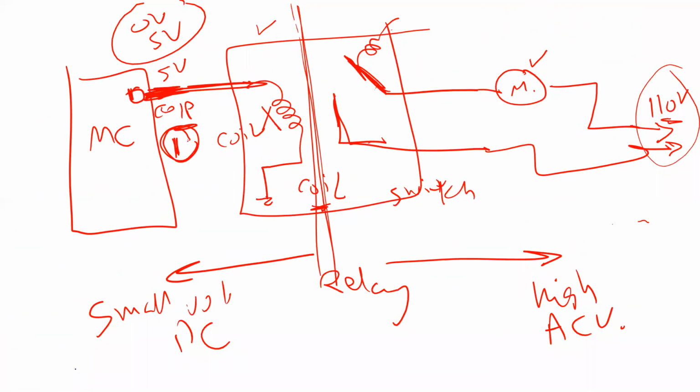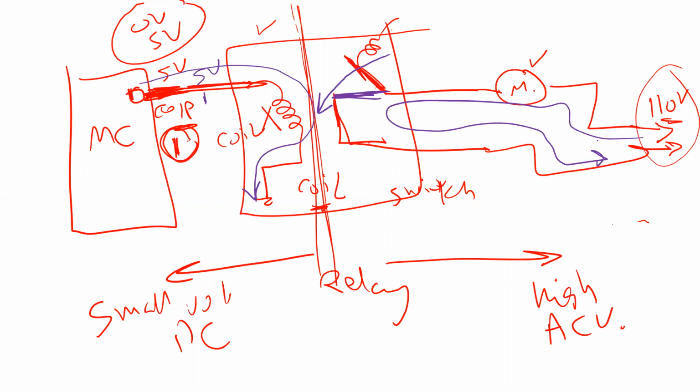So if your output is 5 volt or logic 1, you energize the coil, and once you energize the coil, it turns into a magnet. Because it's a magnet, it is going to pull the switch closed this way. When the switch is closed, you close the circuit so that the motor can work. This is how the microcontroller can control the motor.